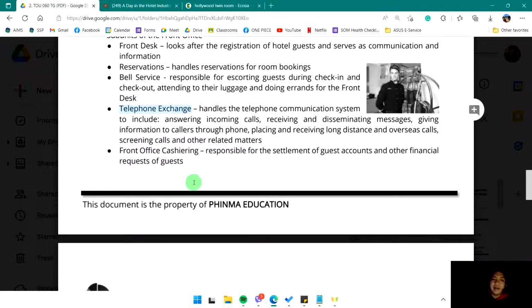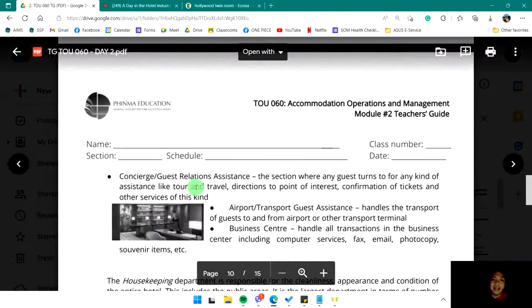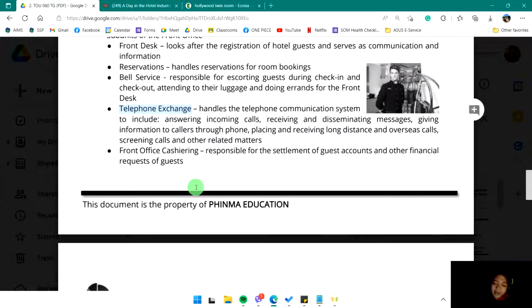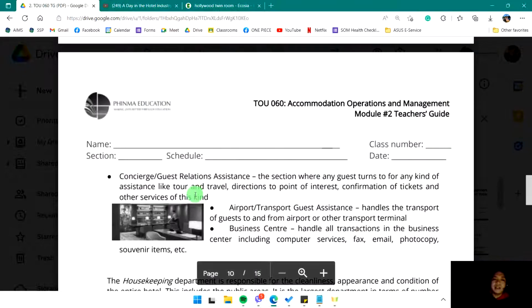And then lastly, we have here the front office cashiering. Hindi pa pala last. We have here the front office cashiering. Based on the term itself, sila yung responsible sa pagpasok ng pera, settlement of our guests. And then we have here the concierge. The concierge or the guest relations assistants. They can also be in front of the front desk natin. Sila rin yan, pwede. They can also be called concierge.